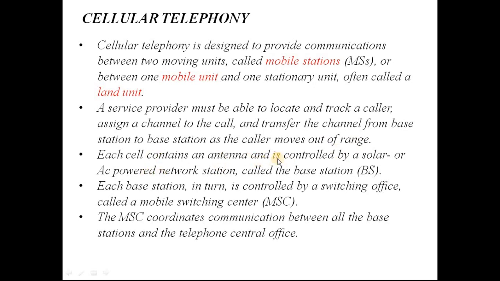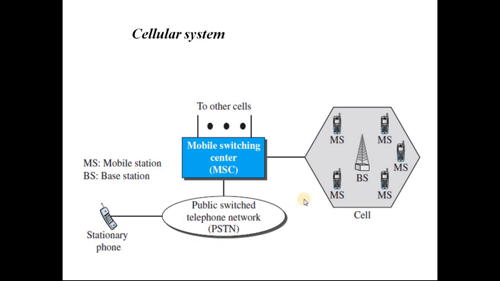So each cell contains an antenna and is controlled by a solar or AC powered network station called the base station. Each base station in turn is controlled by a switching office called a mobile switching center. The MSC coordinates communication between all the base stations and the telephone central office. So we'll look into what it is in this diagram over here.